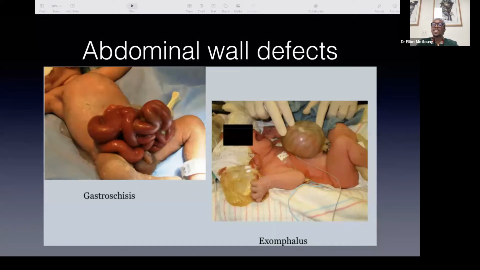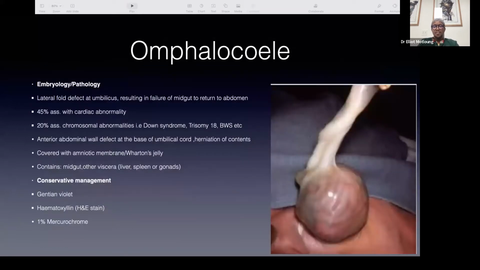The second thing is to take care of that membrane, because if that membrane ruptures, it's an absolute disaster for these children. It's not like gastroschisis, which I will discuss later, where we can put silo bags and do other things. It's an absolute disaster, with very high mortality. The other thing we need to know is that you can have other organs in there, like the liver, the spleen, and gonads. But the management of omphalocele is conservative.